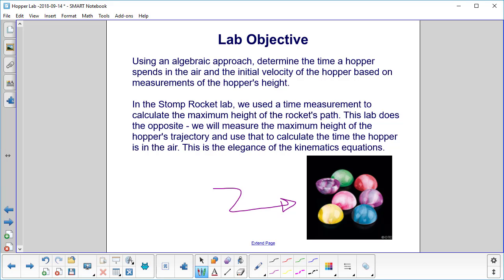We're going to do the opposite here. We'll measure the maximum height of the hopper's trajectory and use that to calculate the time it spends in the air. That's the cool thing about the kinematics equations. They can be used for many purposes, and depending on what you start with, you can come up with the things you're missing.